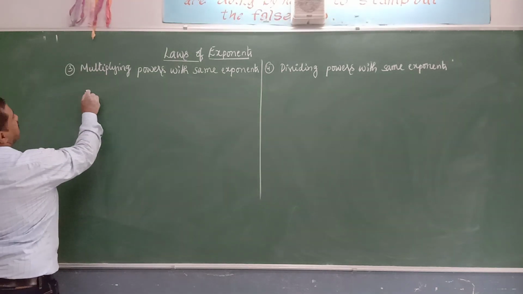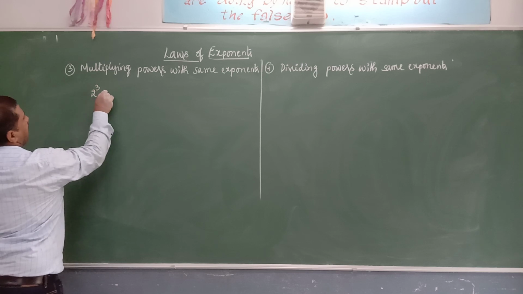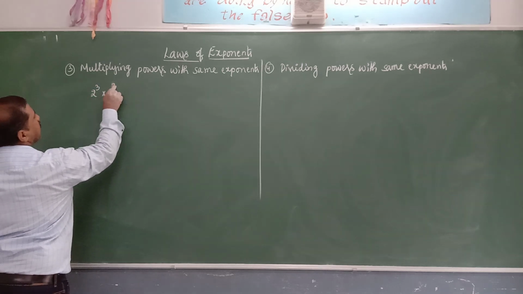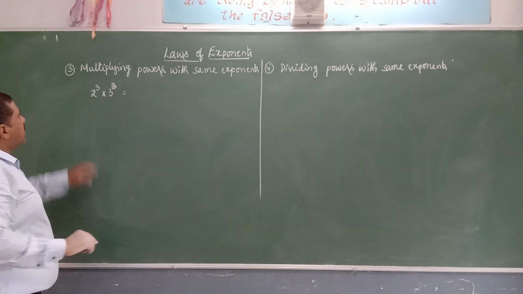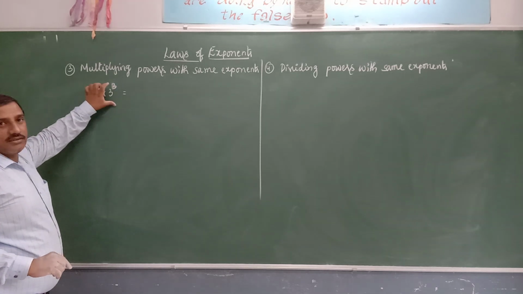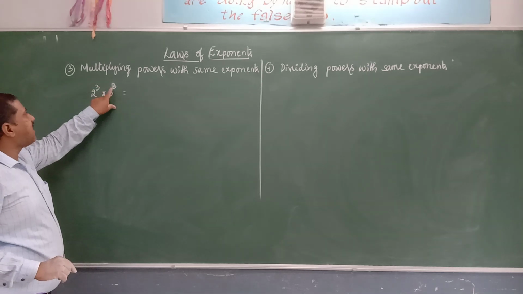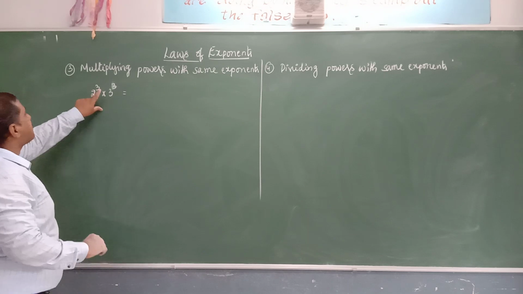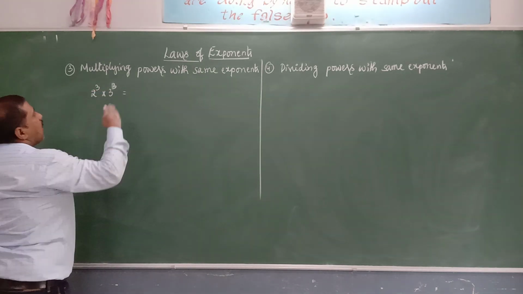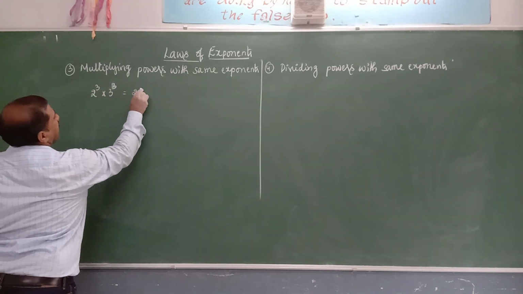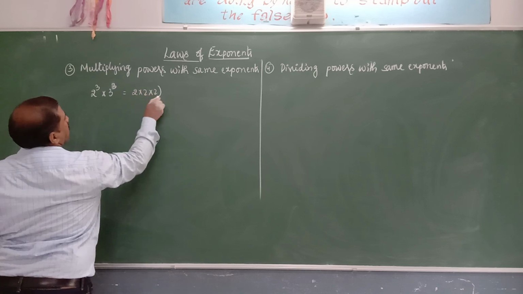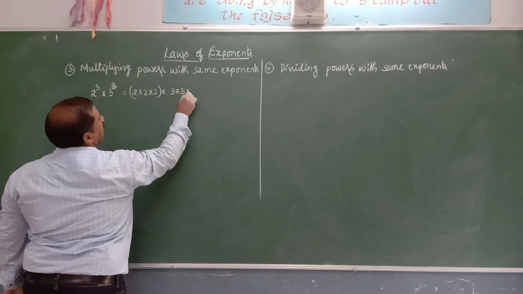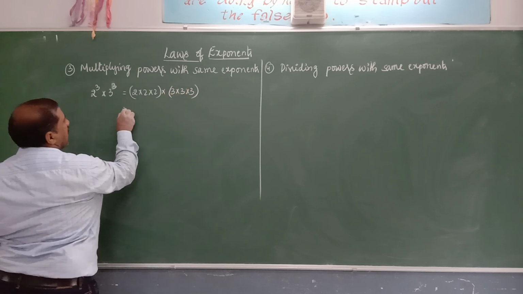You see here, 2 to the power of 3 into 3 to the power of 3. 2 cube into 3 cube. What is the same here? Their exponents are the same, 3 and 3. Then how do you write? 2 cube means 2 into 2 into 2, and 3 cube means 3 into 3 into 3. So now compare them.